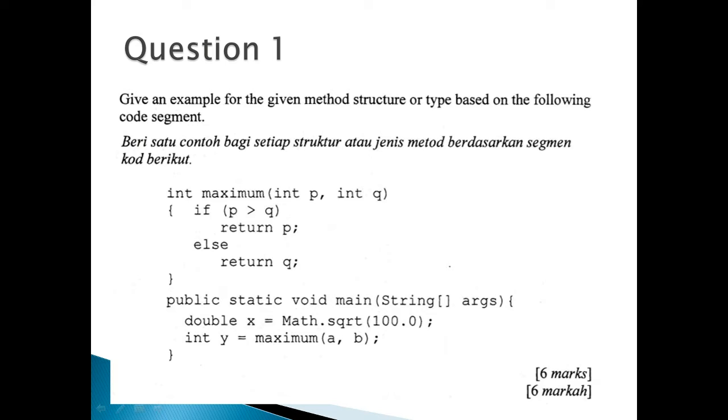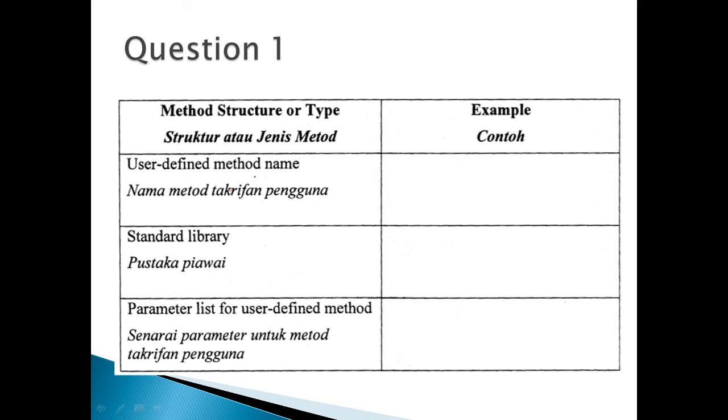Okay, so give an example for the given method structure of type based on the following segment. Okay, so giving you the coding segment, and then the question is you want the example of method. Okay, what's the question one? So you want the first one, the user defined method that you can get in the coding segment, and then the standard library and the parameter.